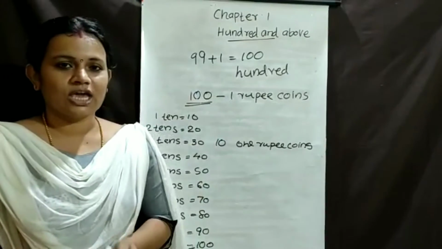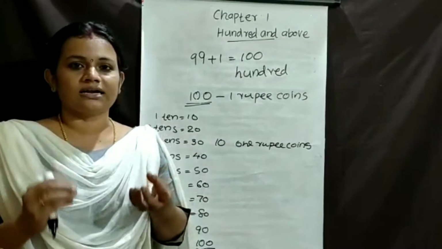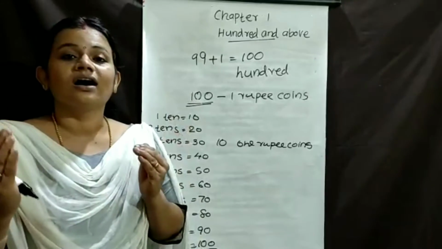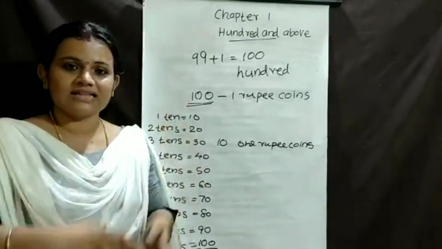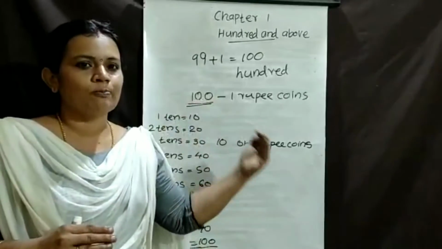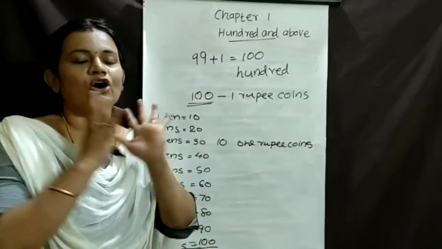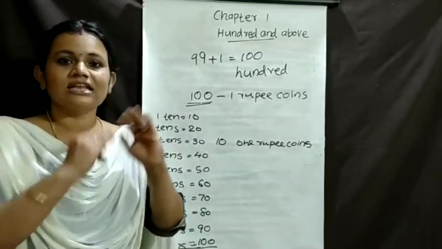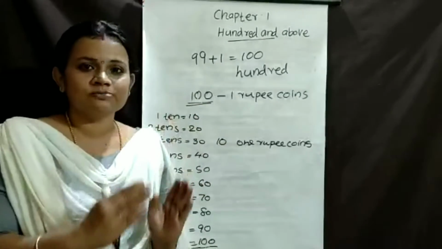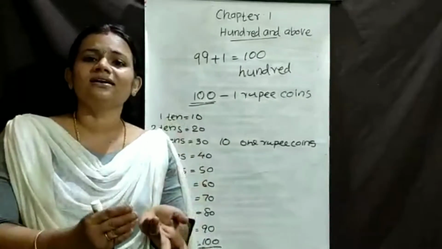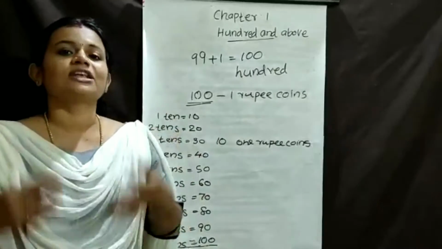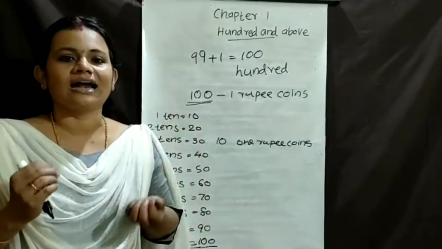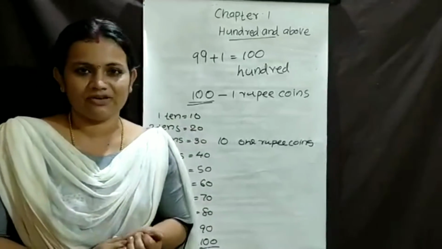Understood all? You will take 100 stones or 100 sticks. Then you make 10 groups, and each group has 10 stones or 10 sticks. You will get 10 groups, and the total number of stones or sticks is 100. You should do that activity.